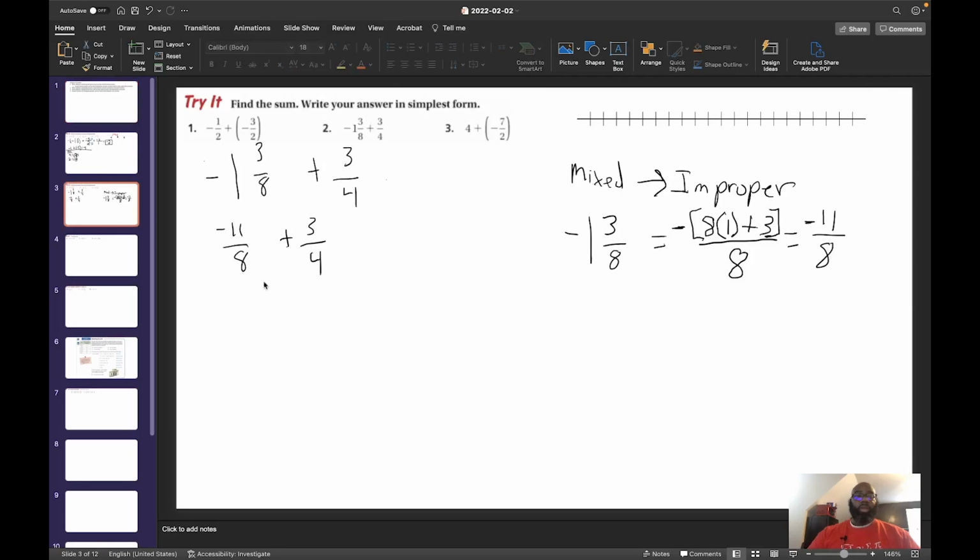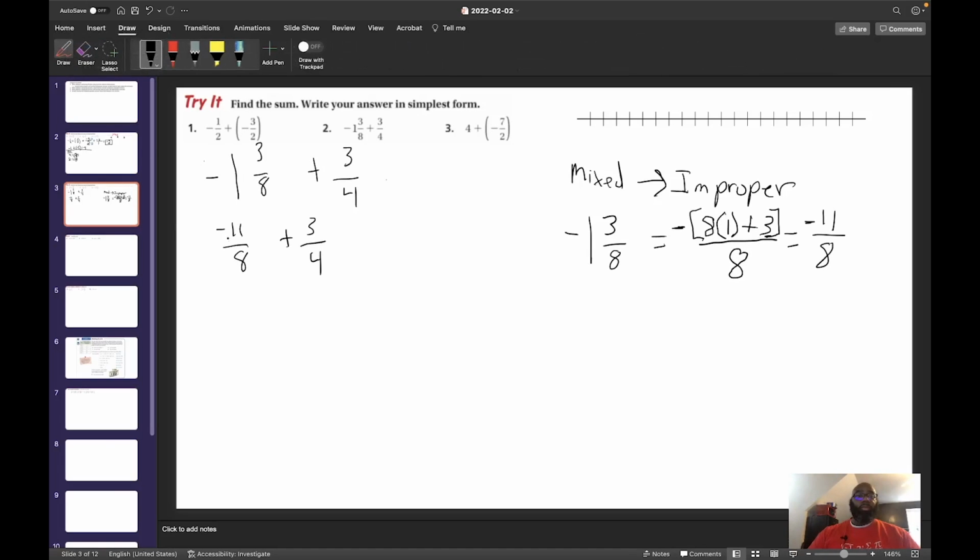So let's come here, 8 and 4. We need to find the least common multiple between 8 and 4. We'll do that down here. Least common multiple. Here's 8. Here's 4. I'm just going to list the first 5 multiples. 8, 16, 24, 32, and 40, right? 8 times 1, 8 times 2, 8 times 3, 8 times 4, and 8 times 5. Do the same thing for 4.